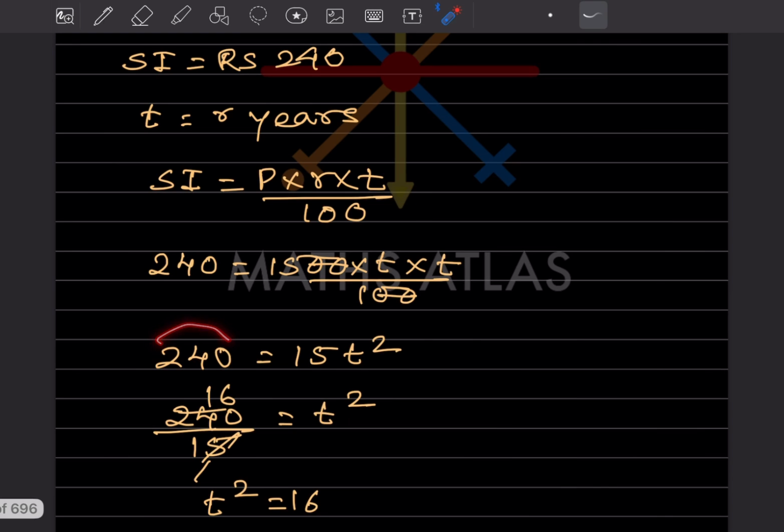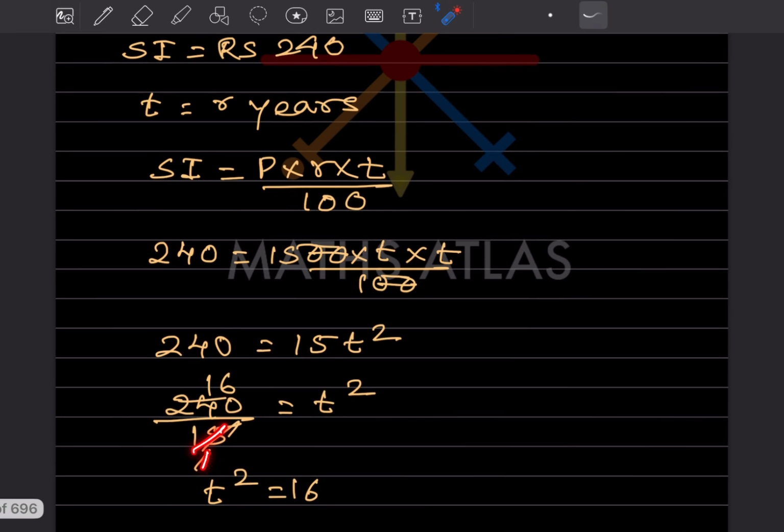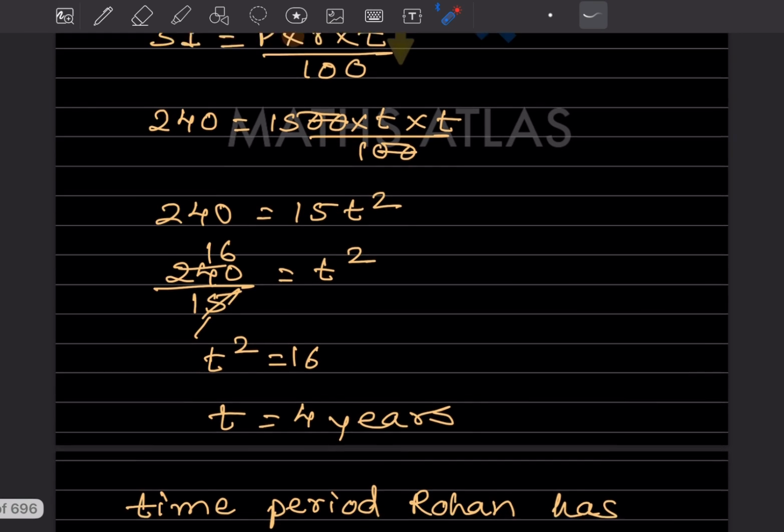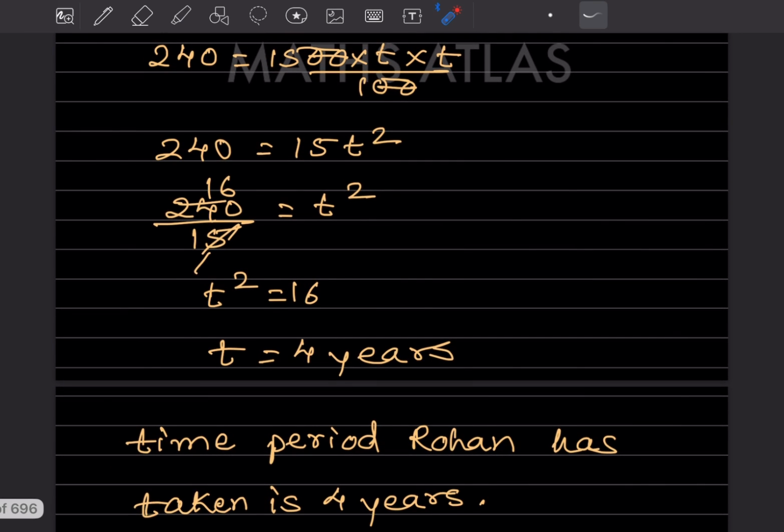So this is actually multiplication. So 240, this 15 will go on the other side, that will get divided, that is T square. So after simplifying, we get this as 16. So T square is 16. So when you take the root of both, what do you get here? T is going to be root of 16, means 4. 4 times 4 is 16. So T is here 4 years. So we can say the time period Rohan has taken is 4 years.